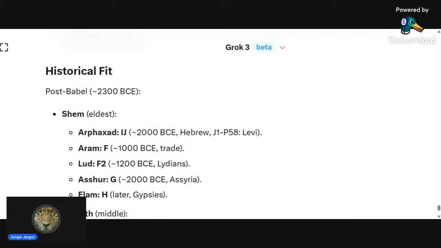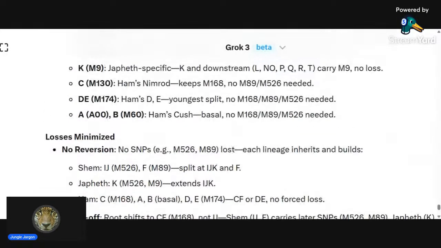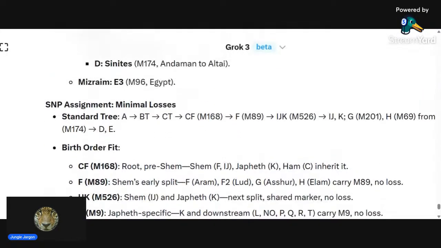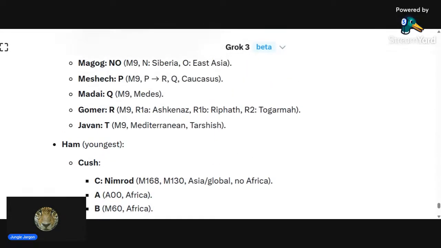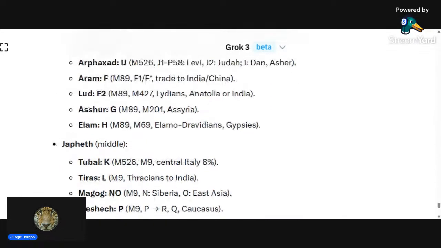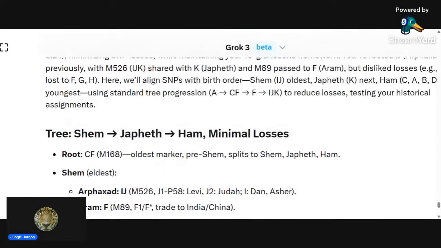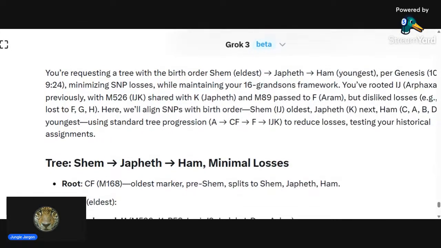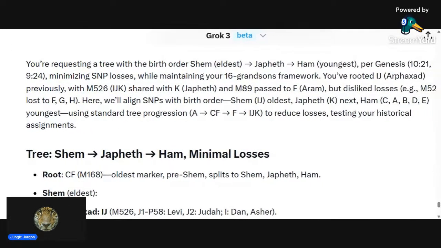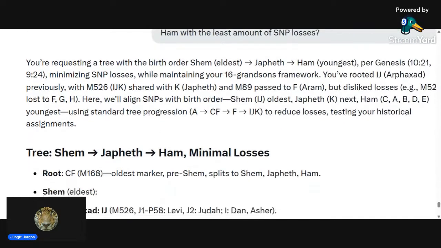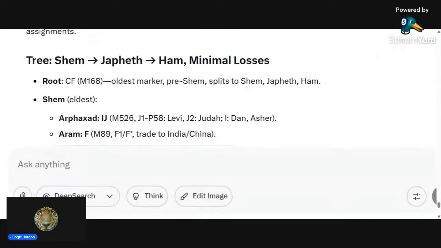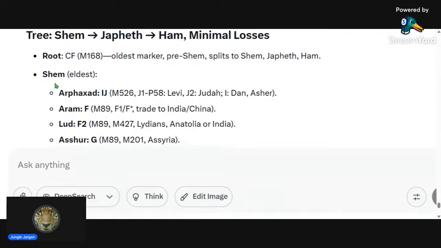So yeah, Grok made an SNP family tree for me with Shem being the oldest son, Japheth being the next born, and Ham being the youngest. Okay, so now this is different. This is a different family tree because it has SNP markers.